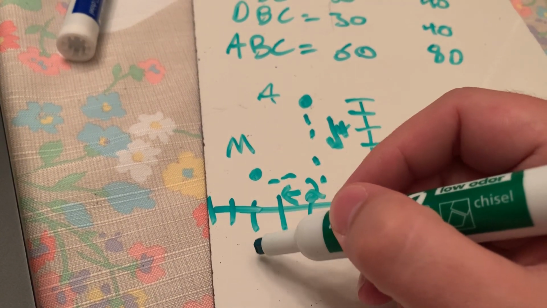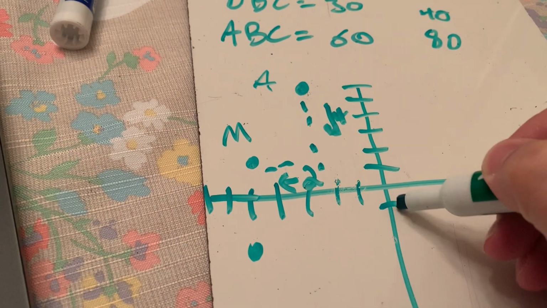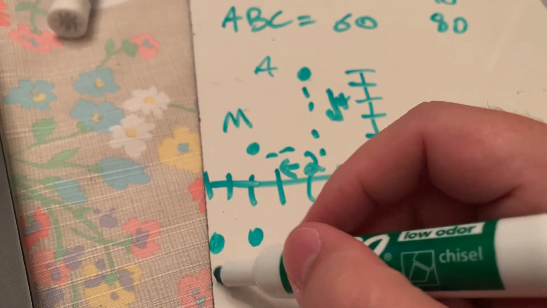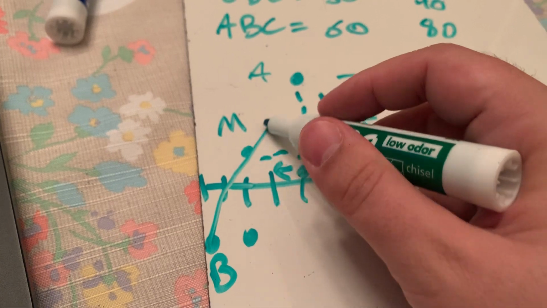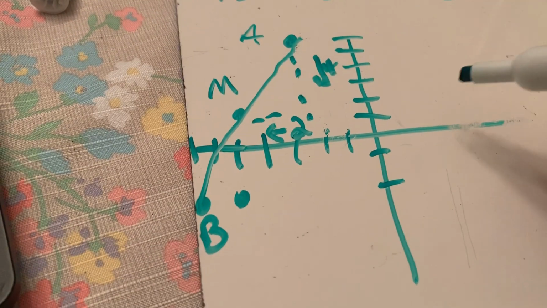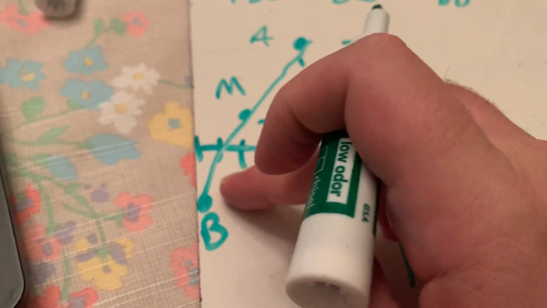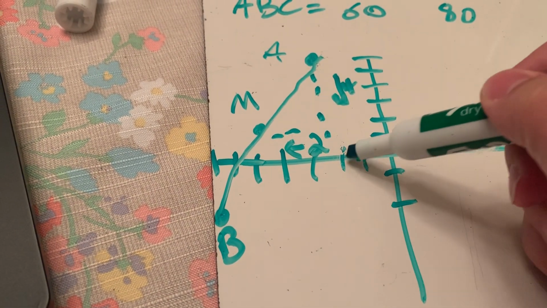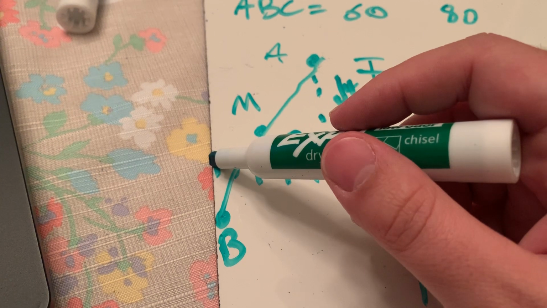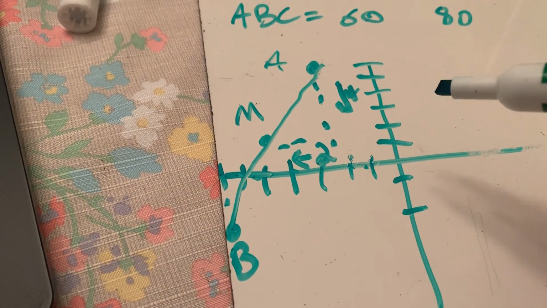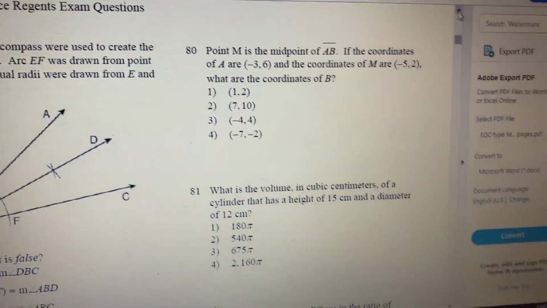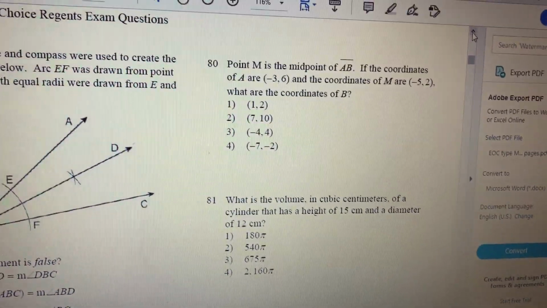So 1, 2, 3, 4, and then over 1, 2. So that's point B. Connect that if you want to, but we're really just looking for where this point is. I didn't need to draw that one. Really just looking for where this point is, which is at 1, 2, 3, 4, 5, 6, 7, -7, 1, 2, -2, and that is answer choice 4. So that is our answer.